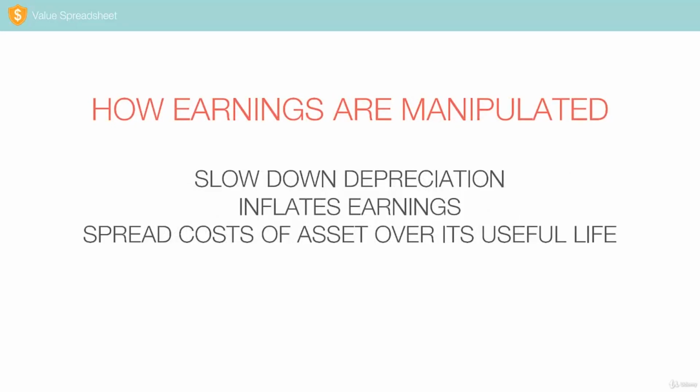Earnings can be manipulated in several ways. For example, companies can slow down depreciation to artificially inflate earnings. Depreciation is an accounting practice which spreads out the costs of long-term assets like a computer over their useful life, which is simply an estimate of how long you can reasonably expect to use that asset.